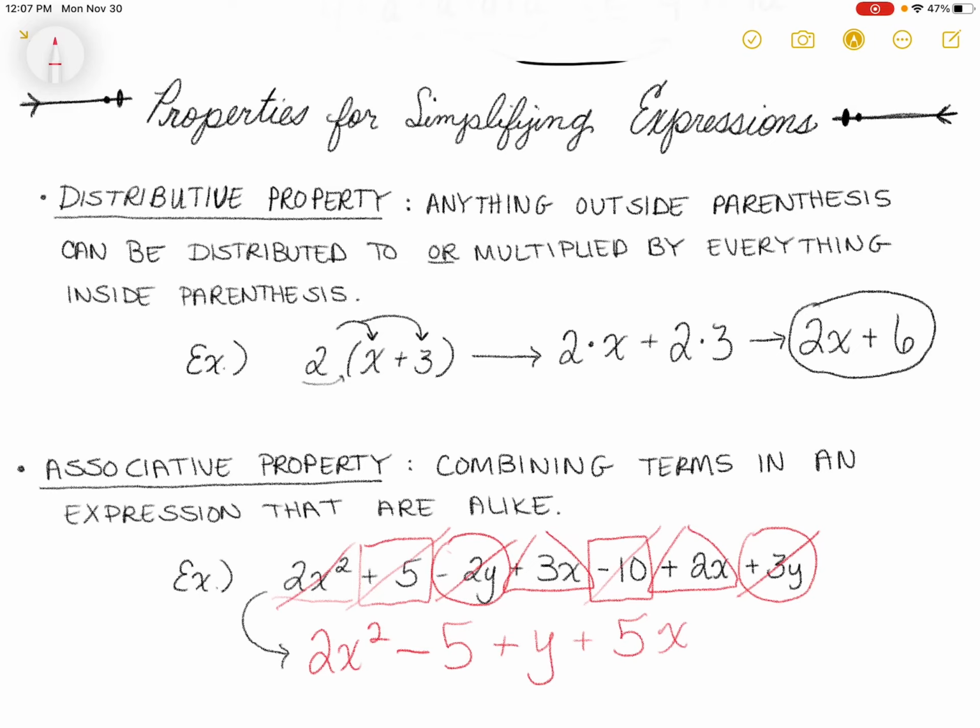Now, something very important to remember when we're talking about simplifying expressions is that they have to be written in a certain way. Just like any other type of sentence, you have grammar that you have to use. Well, in mathematical sentences, we have to put them in a certain order in order for them to be correct. In this case, we had to put them in alphabetical order.